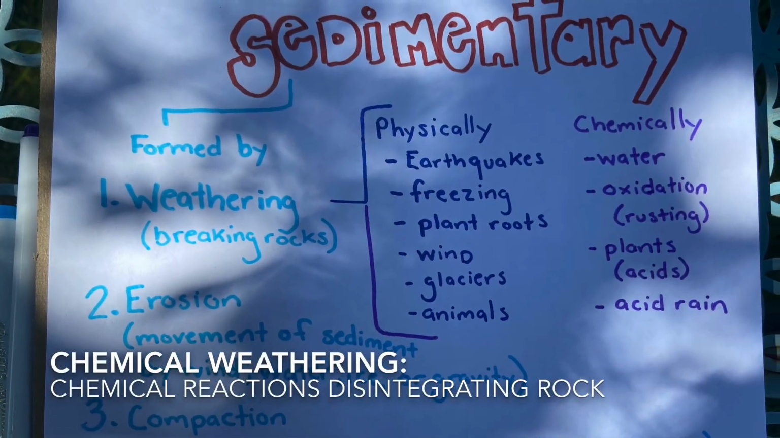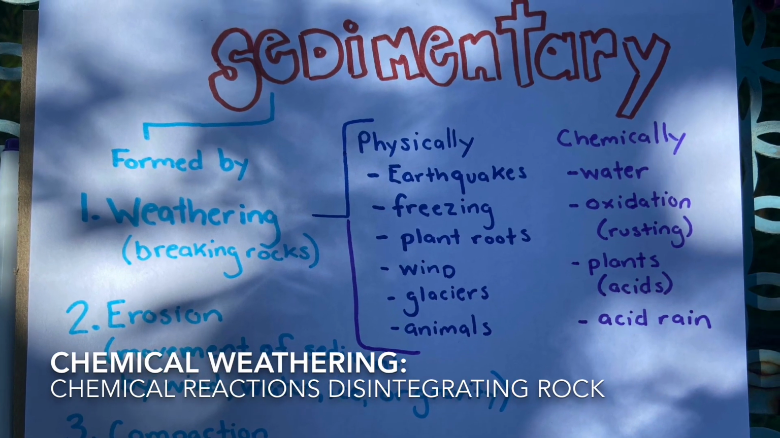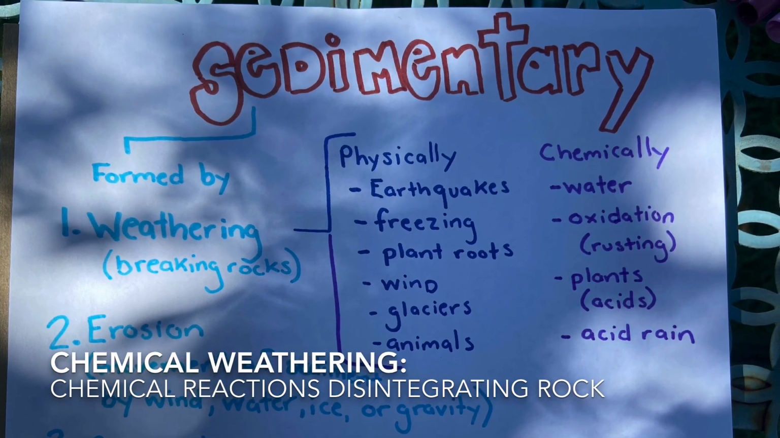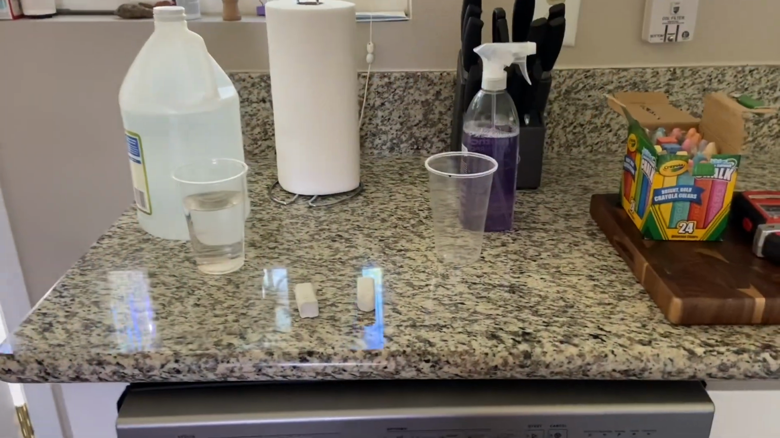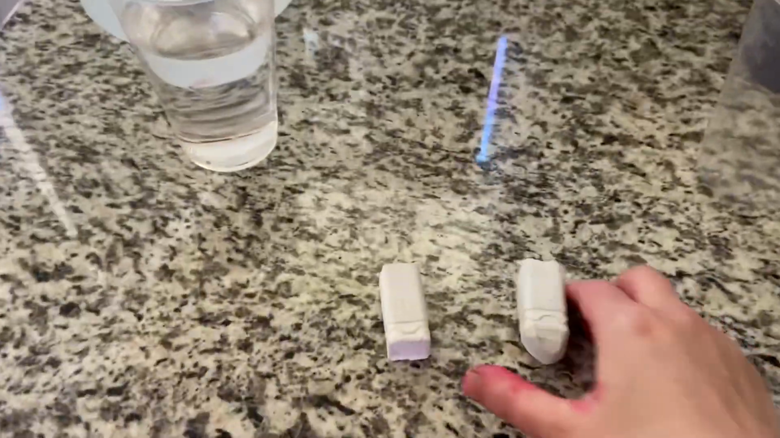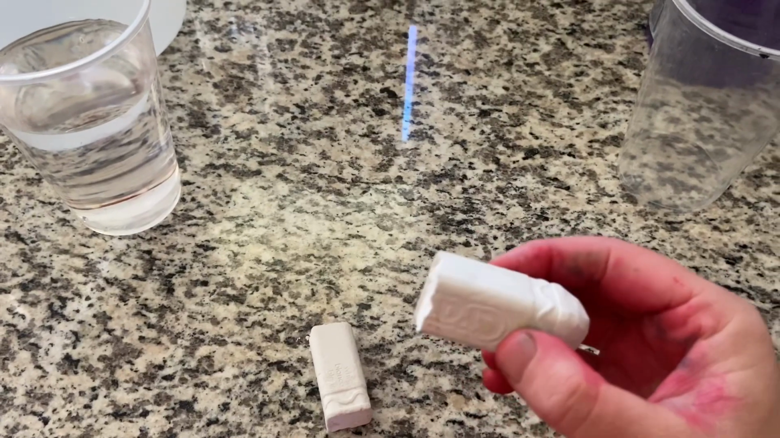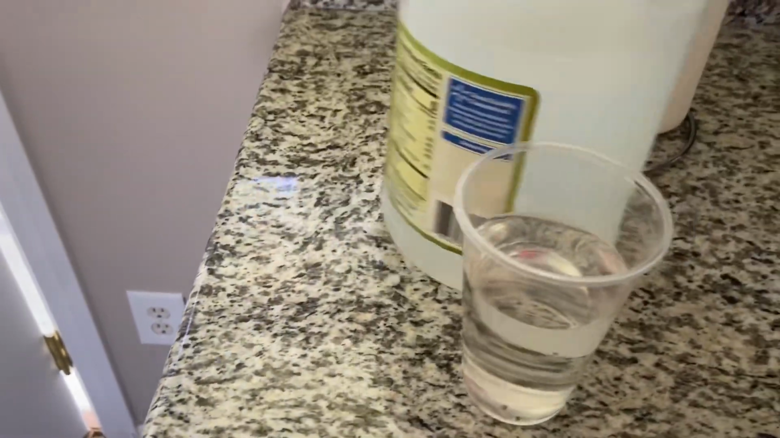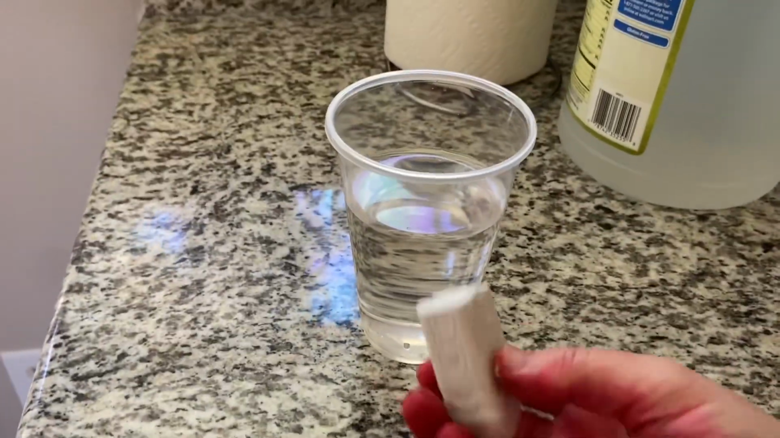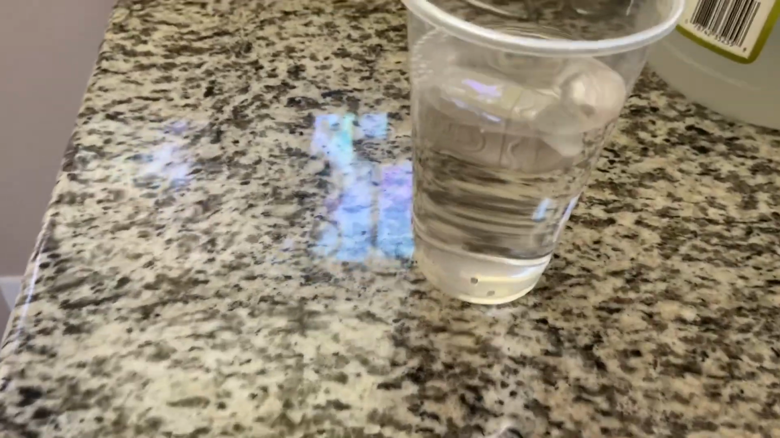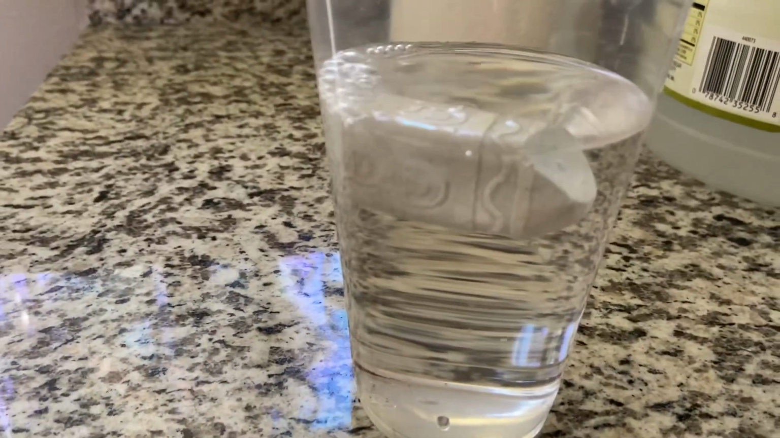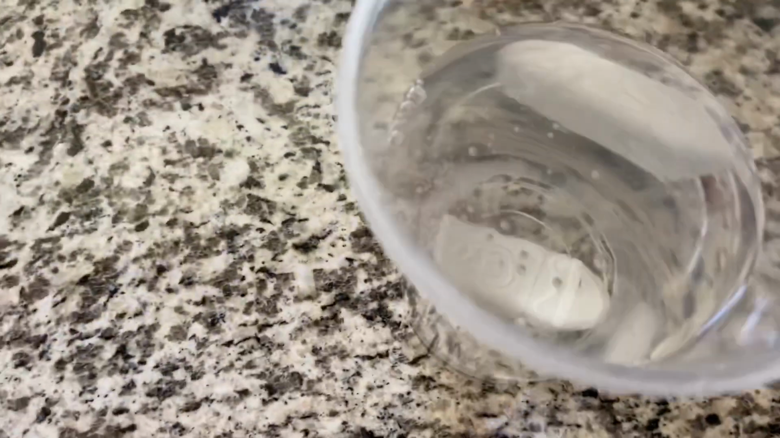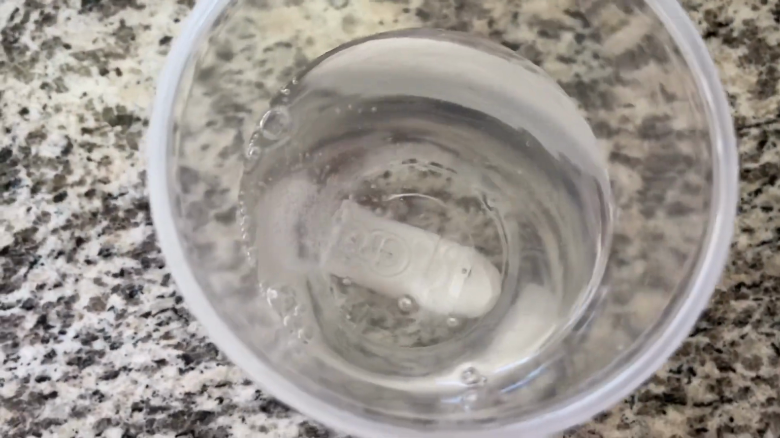Chemical weathering would be more like water dissolving through rock, or oxidation from water, or plants or acid rain creating acid. So right here, I'm going to show you a little bit of chemical weathering. So this is a piece of chalk, which basically has the same chemical makeup as limestone. So one of the chalk, I'm going to stick into a cup of water, and the other piece, so as you can see, when it sits in the water, it starts to bubble already. So the water's seeping into the chalk, which is like going to be an example piece of limestone, and starts to dissolve it right away.